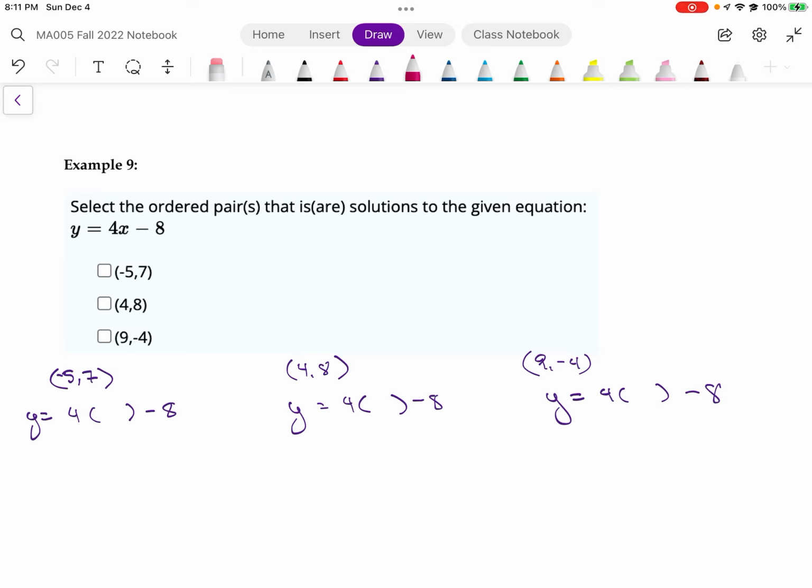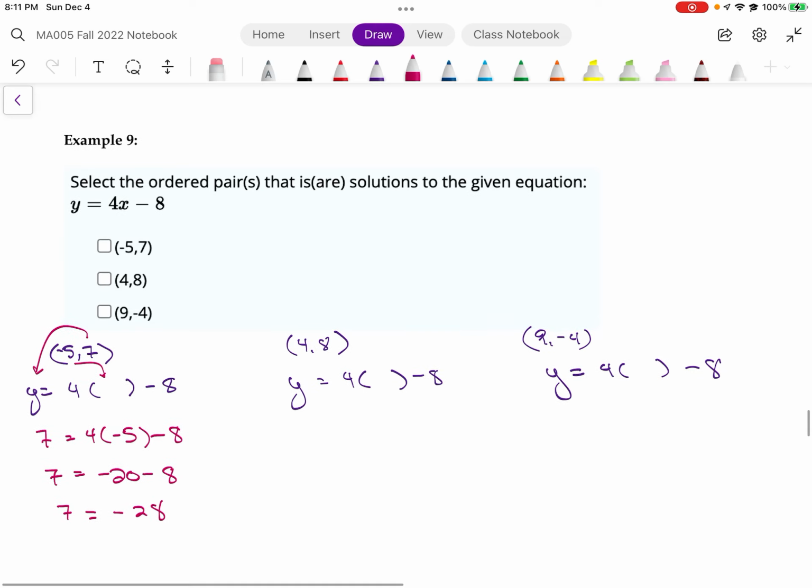So we've got our y is the 7 and our x is the negative 5. So 7 equals 4 times negative 5 minus 8. 7 equals negative 20 minus 8. No, that is definitely not true. 7 does not equal negative 28. So no, not that one. I'm going to cross it out.